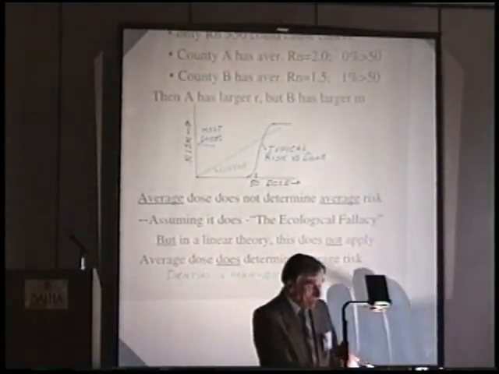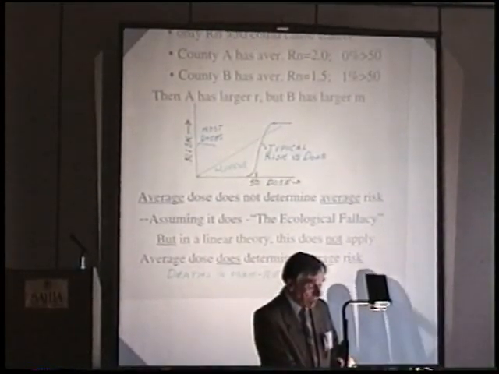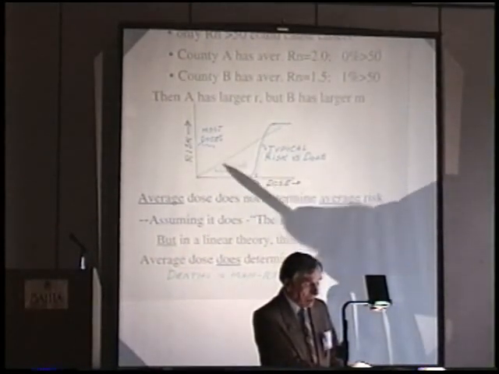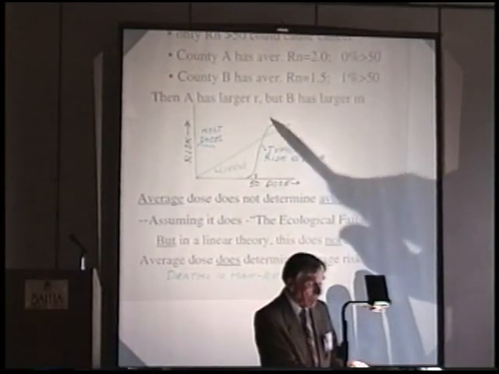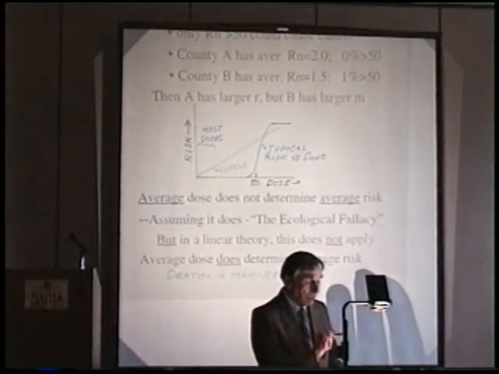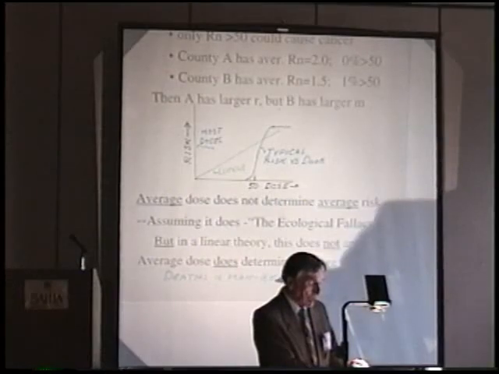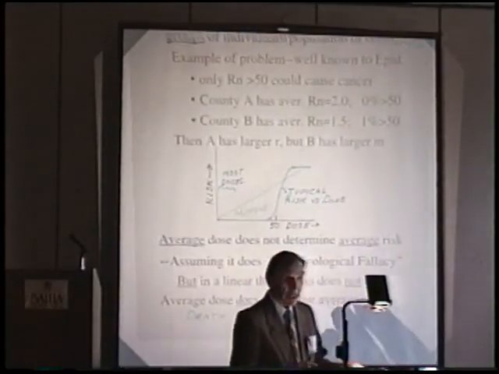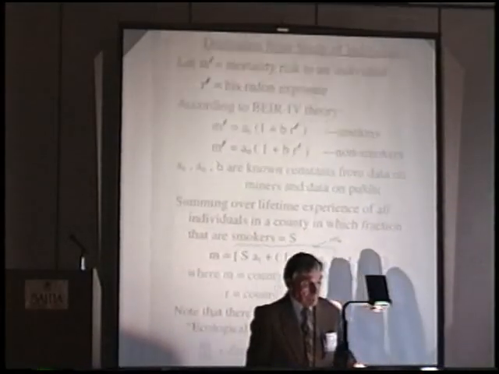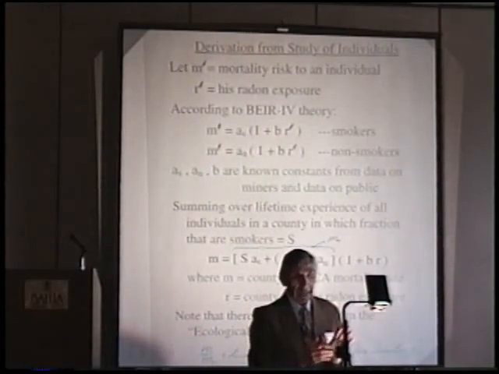However, underlined but, in a linear no threshold theory, this does not apply. The average dose does determine the average risk. In other words, in a linear no threshold theory, you don't have a threshold, and it turns out it doesn't matter how many people you have here or how many people you have here. Only the average dose determines the average risk. This may be familiar to some of you from the fact that the population exposure expressed as man-rem or person-rem can be used to calculate the number of deaths. All that's based on the linear no threshold theory. So, in other words, the ecological fallacy does not apply in our study.